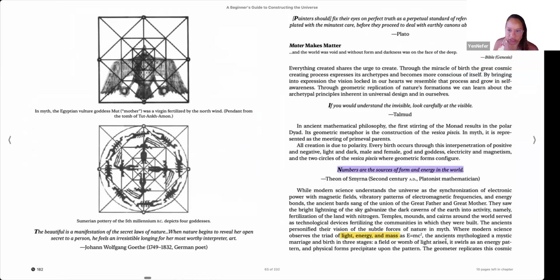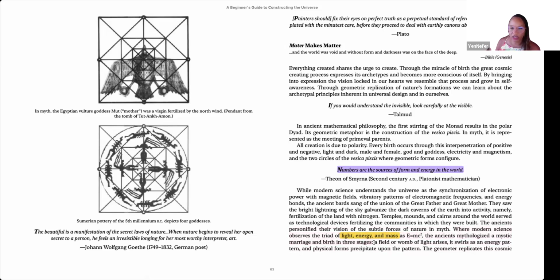So, picking up where we are today, let's just reread this, see if we can bring this together. The ancients personified their vision of the subtle forces of nature in myth. Where modern science observes the triad of light, energy, and mass, E equals mc squared, the ancients mythologized a mystic marriage and birth in three stages. So we know that the ancients like to use myths.